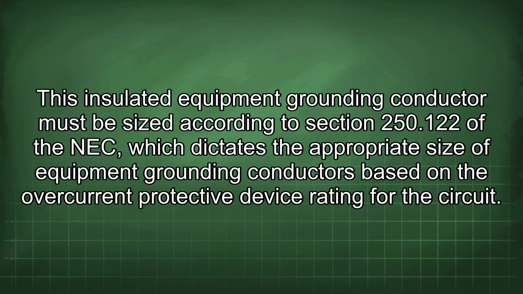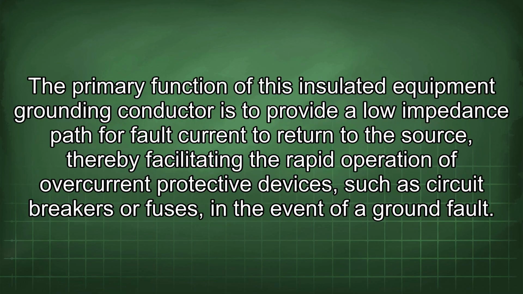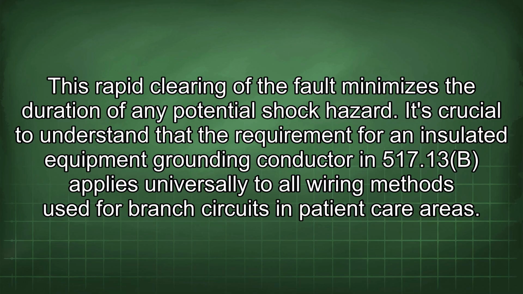This insulated equipment grounding conductor must be sized according to Section 250.122 of the NEC, which dictates the appropriate size of equipment grounding conductors based on the overcurrent protective device rating for the circuit. The primary function of this insulated equipment grounding conductor is to provide a low impedance path for fault current to return to the source, thereby facilitating the rapid operation of overcurrent protective devices such as circuit breakers or fuses in the event of a ground fault. This rapid clearing of the fault minimizes the duration of any potential shock hazard.